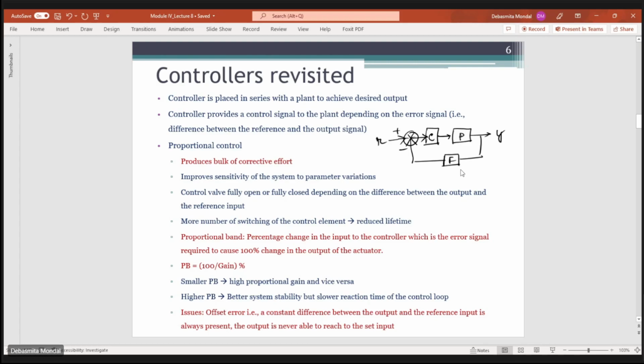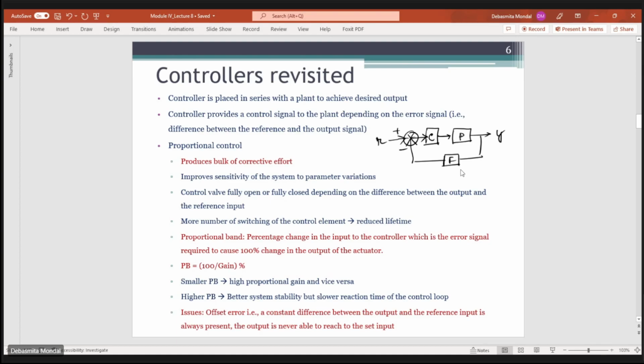So what is this offset error? This offset error is a constant difference which is always present between the input and the output. So if you have only a proportional controller and a set reference of R, it is not possible for the output to ever reach the set input. There would always be a difference between the set input and the output of your system. So there will be a steady state error which is always inherent to proportional control.